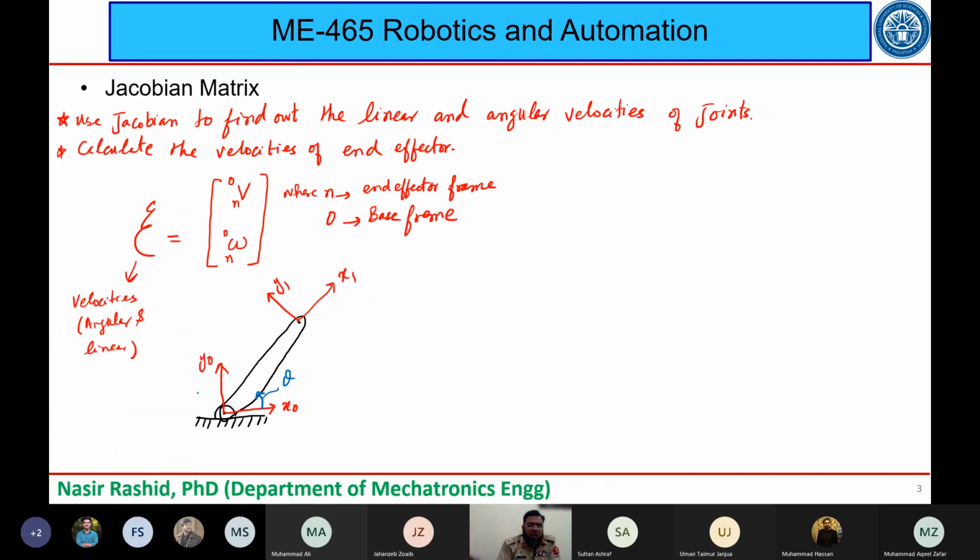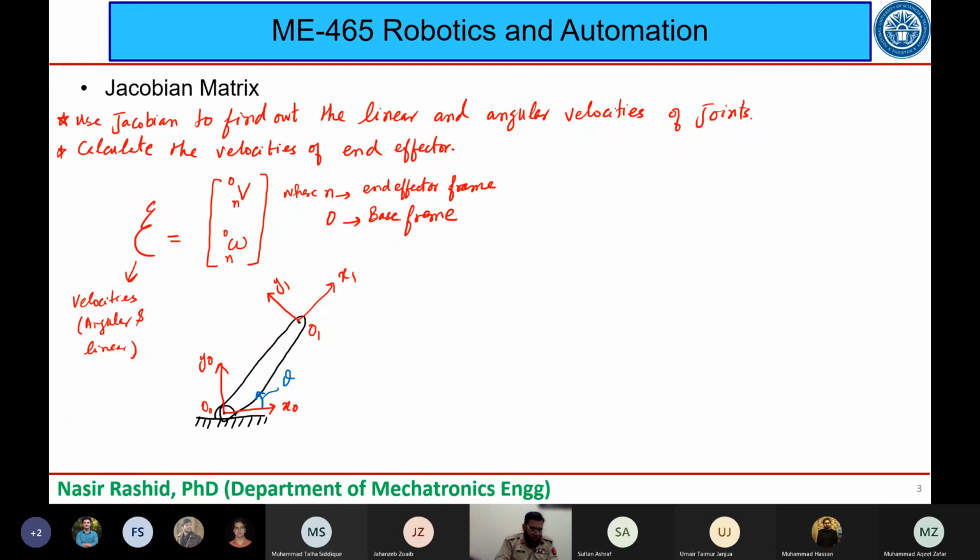Okay, and second, we have the base. We have O1, let me just write it down. We have O1, which is the origin of frame 1, and we have O0, which is the origin of frame 0.